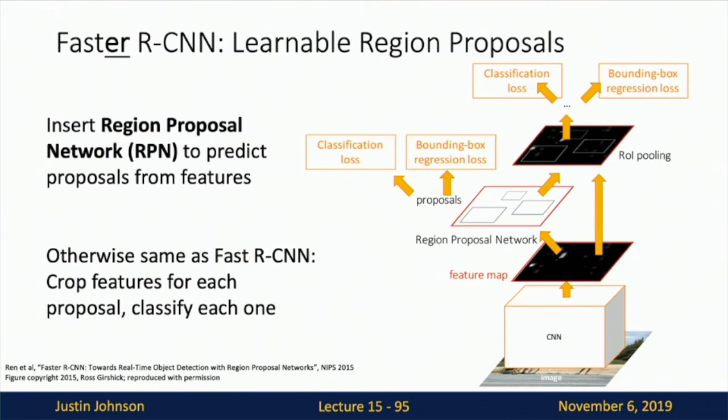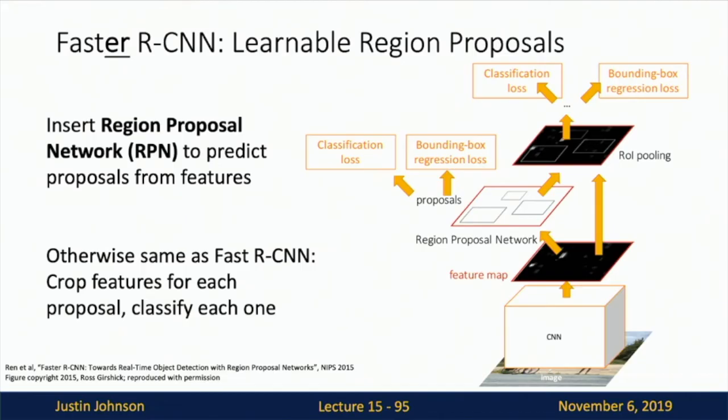The way that we're going to do that is very similar to this fast RCNN algorithm that we just saw, except after we run the backbone network, we're going to insert another little tiny network called a region proposal network, or RPN, that will be responsible for predicting region proposals.